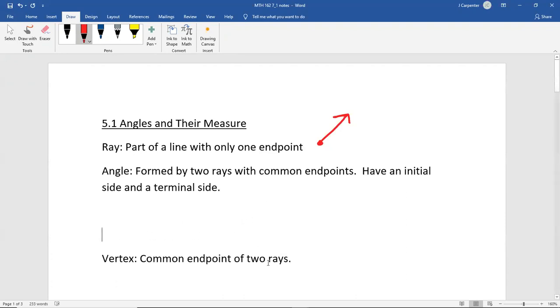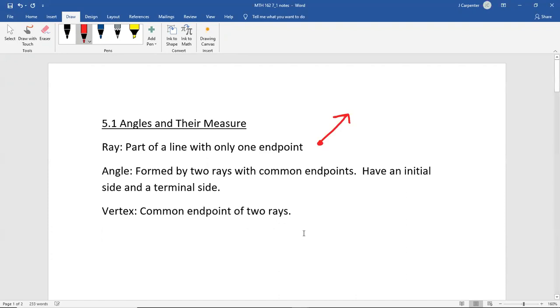And that common endpoint has a name. The common endpoint of those two rays has a name. We call it the vertex. Now, you've probably heard this term before in math, especially when talking about parabolas or quadratics. And you can even talk about the vertex of other types of functions like an absolute value, et cetera. So that's why it feels natural to call the point where two lines meet and end the vertex.